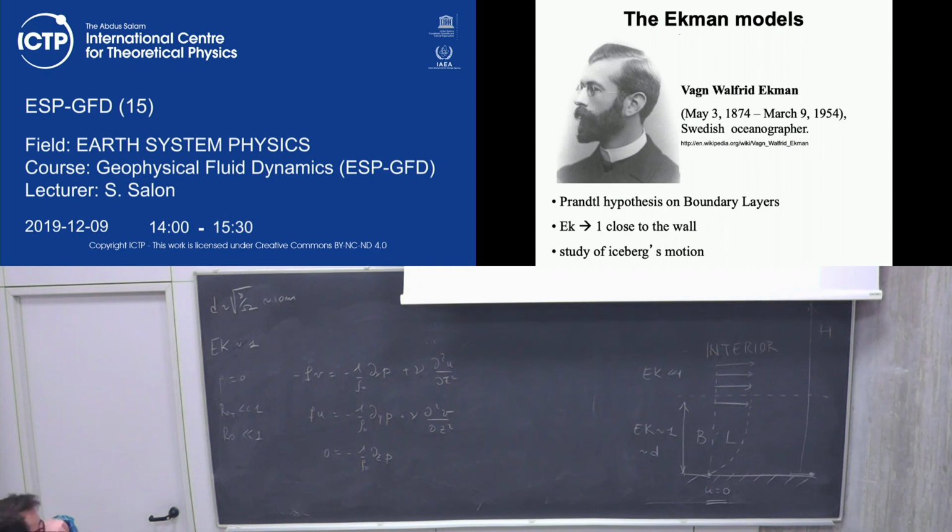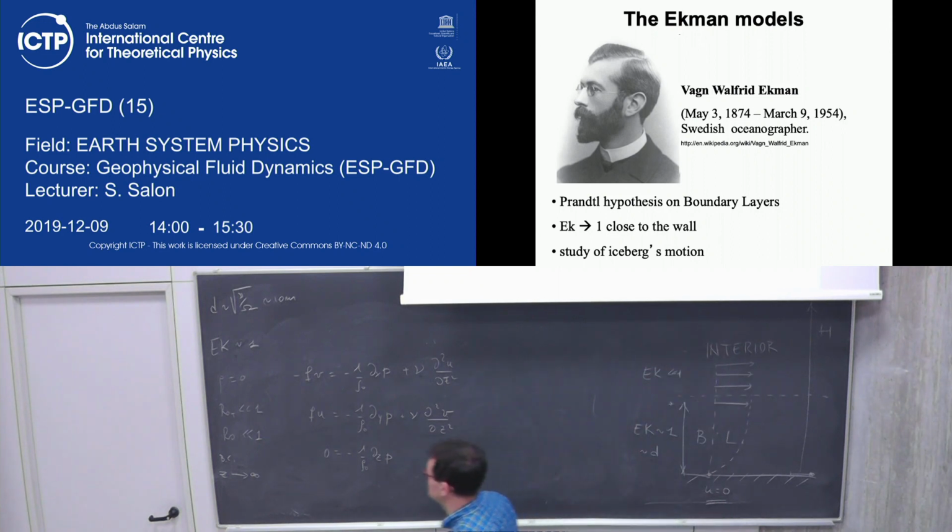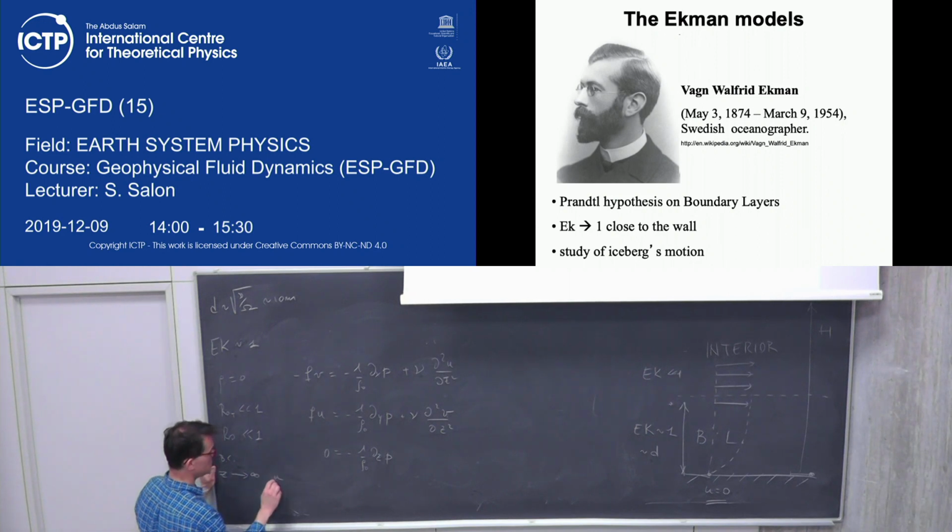Okay, so now we have to consider the boundary conditions. The boundary conditions are that when Z goes to infinity, okay, so we are very far from the solid boundary, it happens that our flow U will be geostrophic and V will be geostrophic.